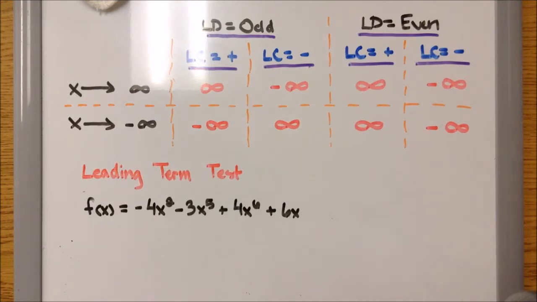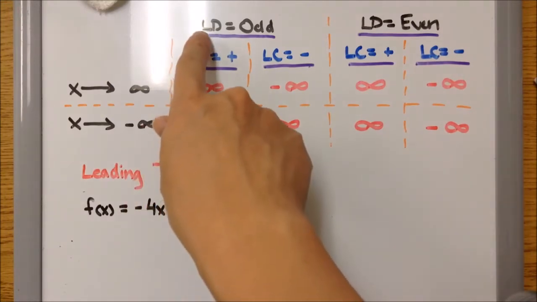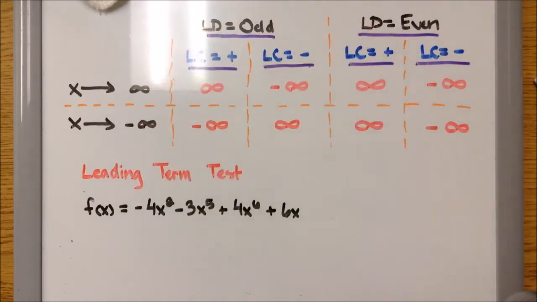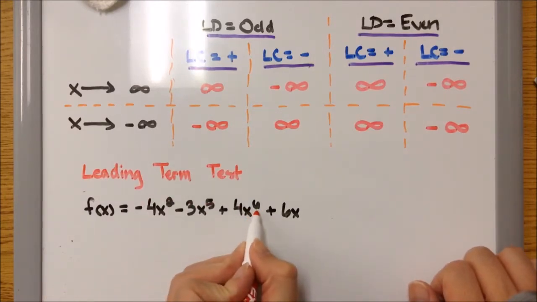So when it comes to leading term tests, our first job is to identify the leading degree. Leading degree, LD, meaning highest degree. Degree is the exponent, so we have 2, 5, 6, and an invisible 1. Our leading degree is our highest. Out of all four, 6 is the highest, so I'm going to underline it, saying that this is our highest.